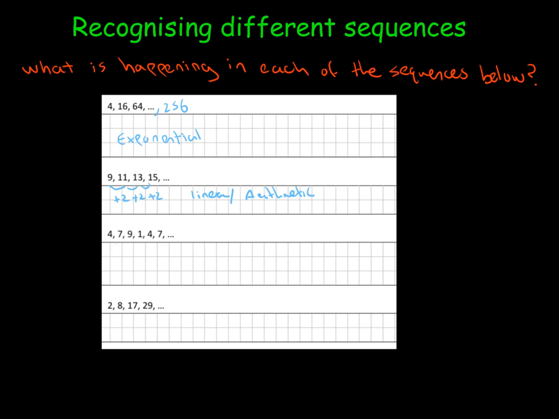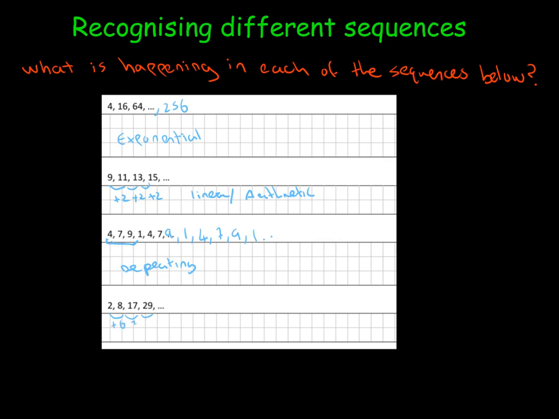In the third one, there's no actual mathematical pattern. But what's happening is every 4 terms, it's repeating itself. So 4, 7, 9, 1, 4, 7, 9, 1, etc. Sometimes there may not be a mathematical rule, so just see if there is, and if there isn't, then that's called a repeating pattern or a repeating sequence.